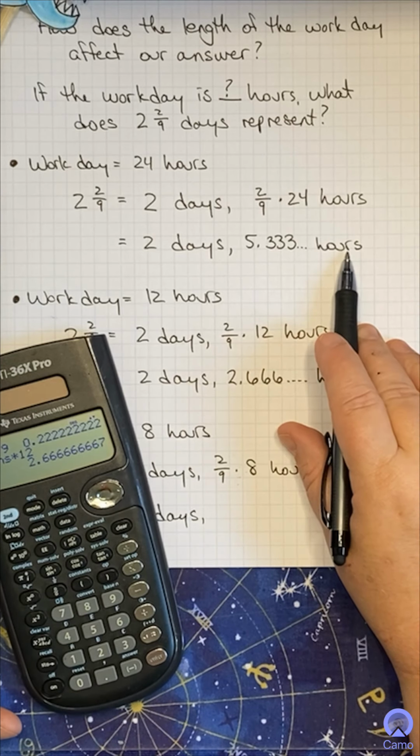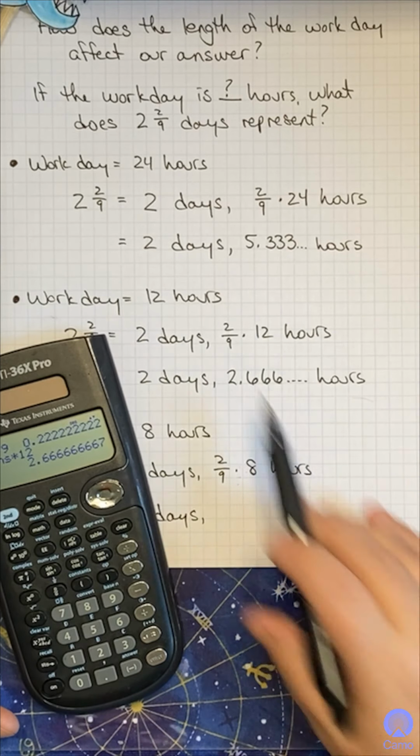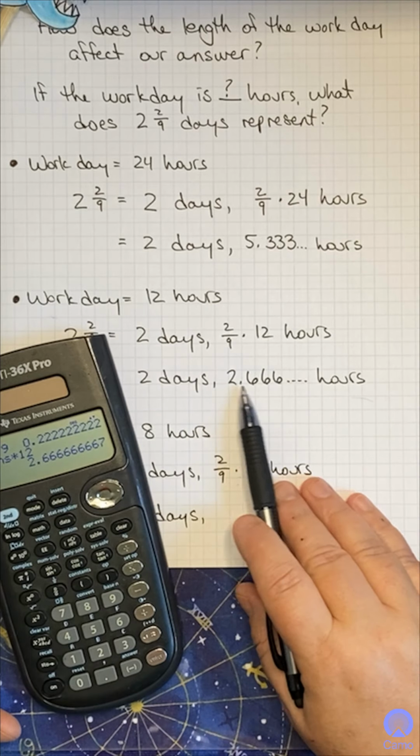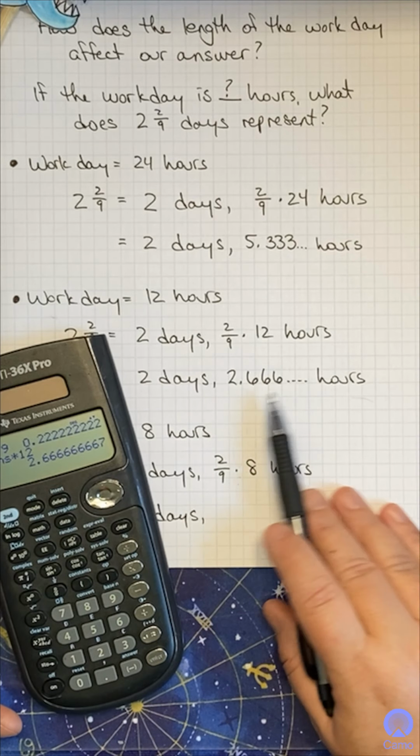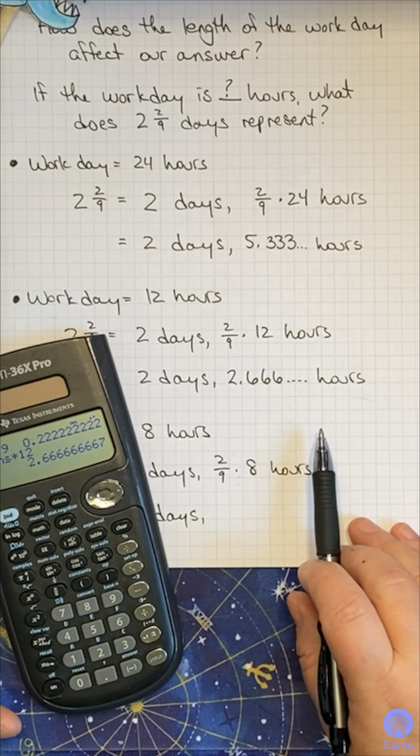It would take 5 hours, a quarter of that day. If they're only working 12 hours, it's about a quarter, a little less, so 3 hours, so 2.6 hours approximately. And if their workday is considered 8 hours, then we would take the 2 divided by 9ths and multiply by 8. And we get 1.777, etc. hours.